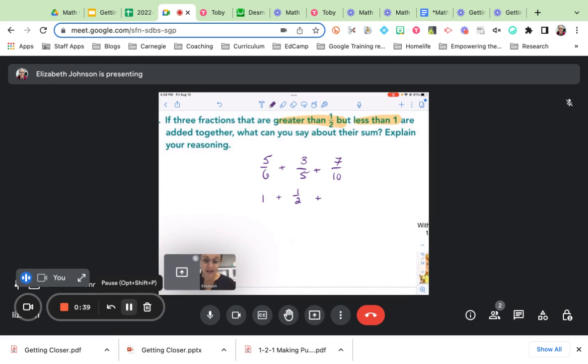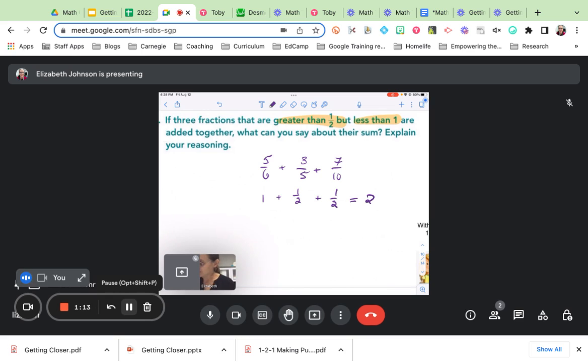I could use the estimation strategy I used earlier. 5/6 is close to 1. 3/5 is close to 1/2. What about 7/10? It's a little bit closer to 1/2 than it is to 1, but it's kind of right in the middle. I guess I'll just use 1/2. But I know that really that's almost like halfway between 1/2 and 1. So my estimate is 2. And my real answer is probably pretty close to 2. I'm not sure. I'd have to do the math if I wanted to know the exact answer.